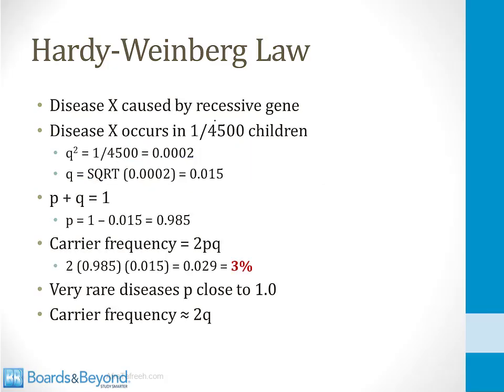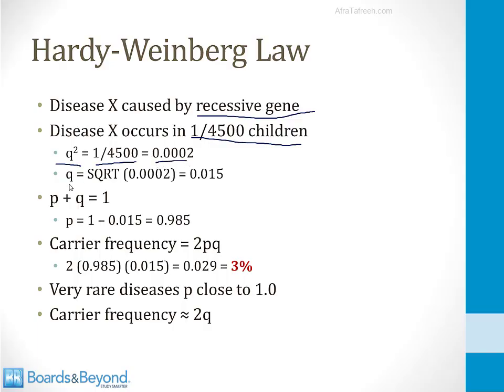So let's suppose that disease X is caused by a recessive gene, and let's suppose that we know that disease X occurs in 1 in 4,500 children, and we know this because these children are sick from disease X and they're brought to medical attention. Well, this means that we know the value of Q squared. Remember, Q squared is the frequency with which 2 disease alleles occur together. That is 1 out of 4,500 or 0.0002.